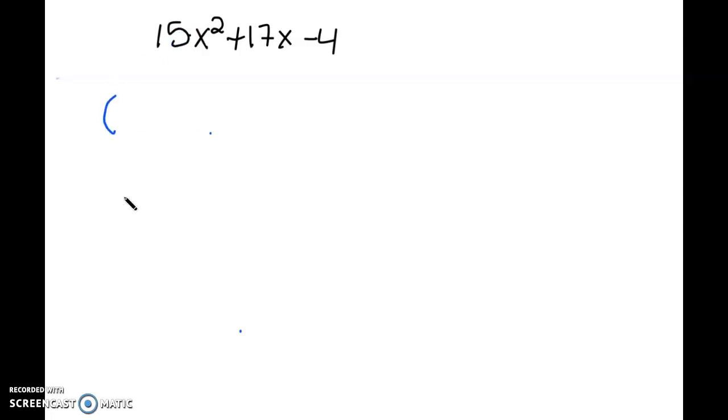So again, some people call this double bubble because you just start with this generic set of parentheses. And you want to make sure that the first two things you write in each of the parentheses multiply to 15x squared. So more than likely that's going to be 3x and 5x probably. And then I look at the last term. Since it is a negative, I know one of these is positive, the other is negative.